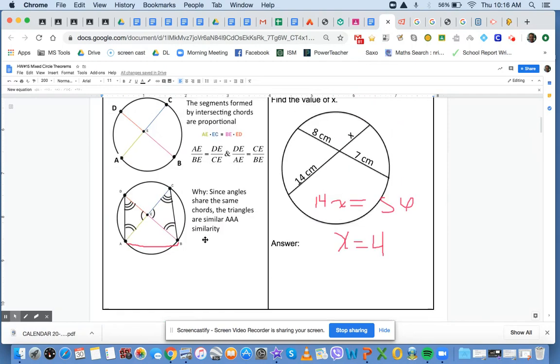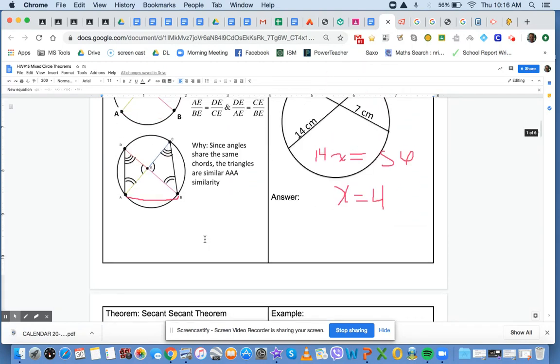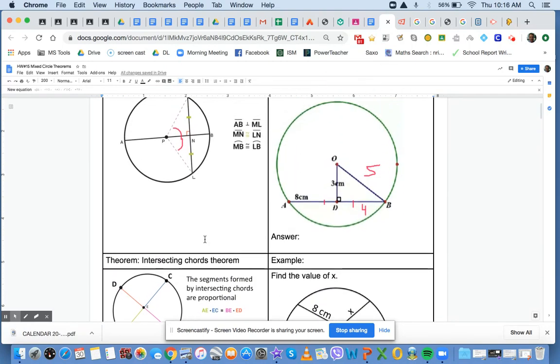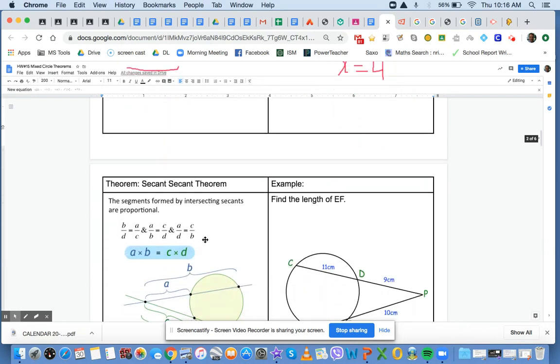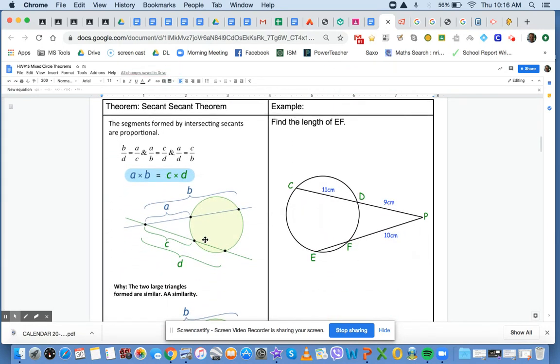So those are our first two theorems. And then notice that this is a segment. These are all segment theorems, so not so much with the angles. Okay? This is called the secant theorem. We haven't used that word secant very much, but a secant is kind of like a chord that just keeps continuing through the circle.